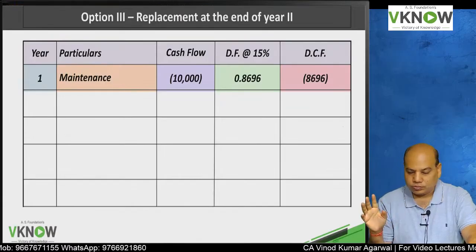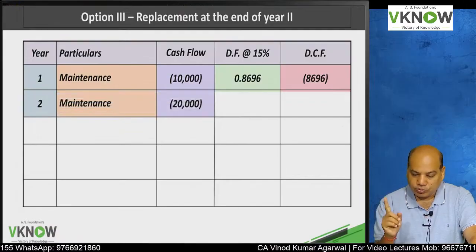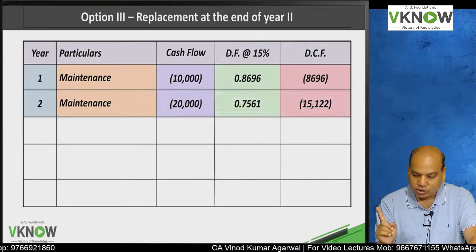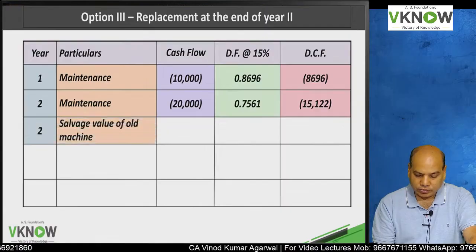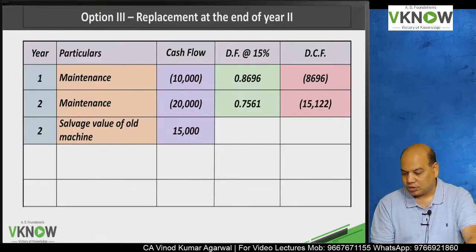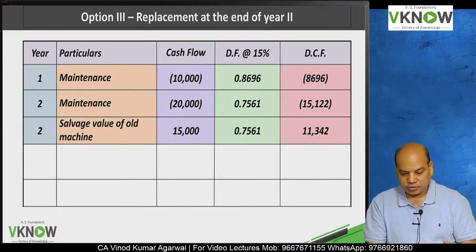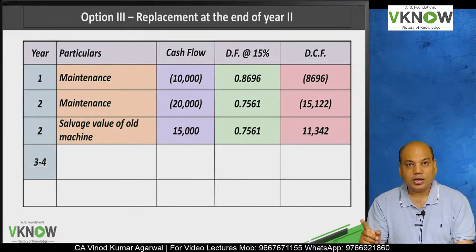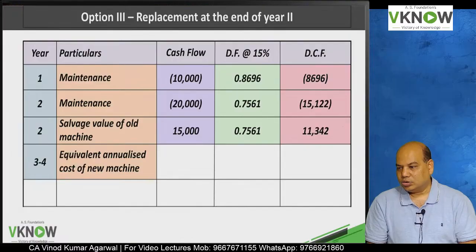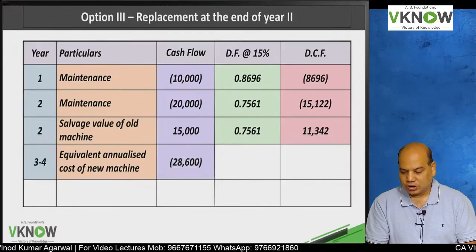Year 1 we are going to use the old machine. Maintenance 10,000. Year 2 we are going to use the old machine. Maintenance 20,000. And in year 2 we are going to sell the old machine. I am going to receive in year 2 salvage value 15,000. Can you see that in the question? Year 2 will get 15,000. And then years 3 and 4 we are going to use the new machine whose cost per annum is 28,600.